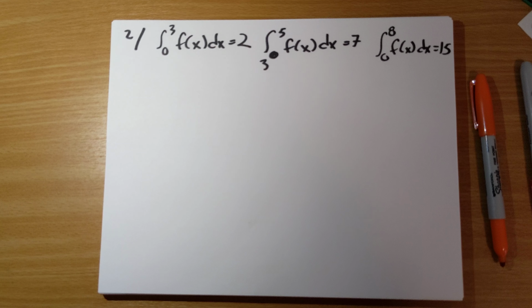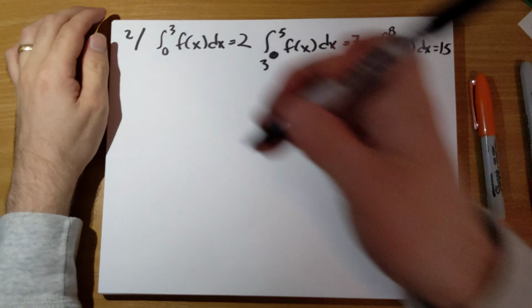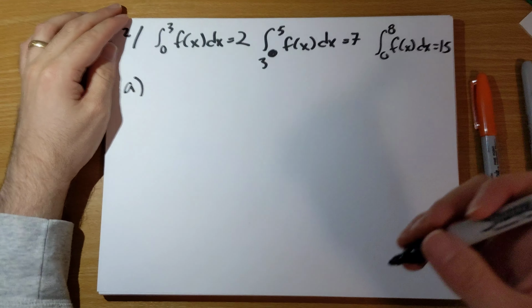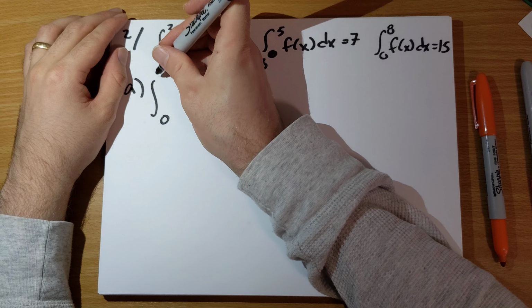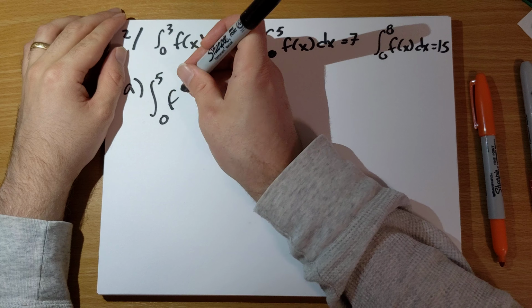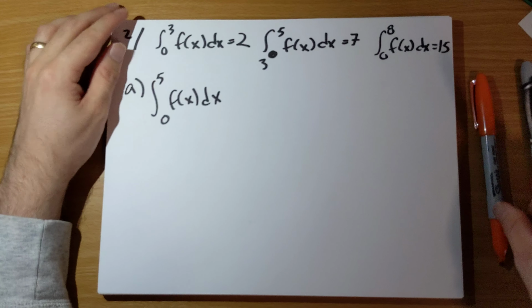And so we're given f is continuous on the interval from 0 to 8, has a bunch of integrals here. Okay, so what can we do with this? In part A, we're being asked for the integral from 0 to 5 of f of x dx.